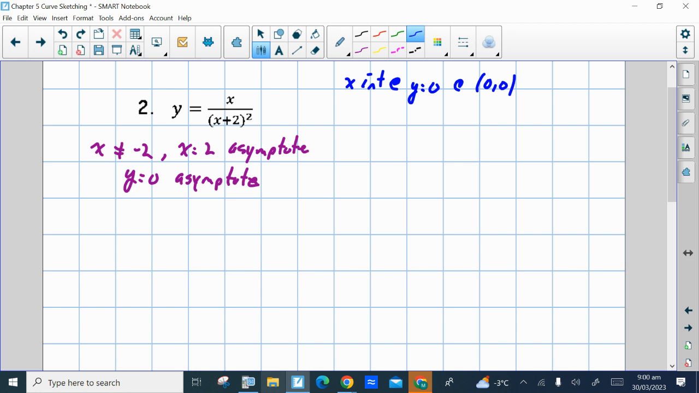which will also be our y-intercept, right? The graph goes through the origin. There's only one asymptote here.